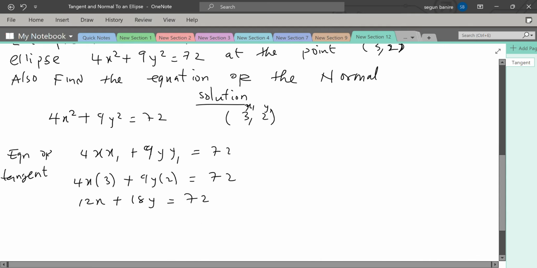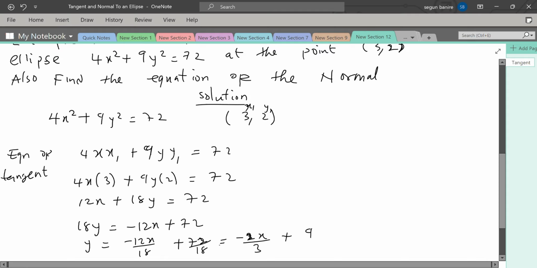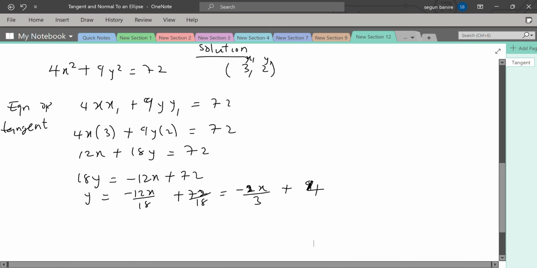So if we make y the subject of the formula here, we get y equals minus 12x over 18 plus 72 over 18. If you divide through by 3, and reduce it to the lowest terms, 6 can go, you get minus 2x over 3 plus 4. I think 18 can go into 72 four times. So that is what we got. So this is our answer for the tangent.